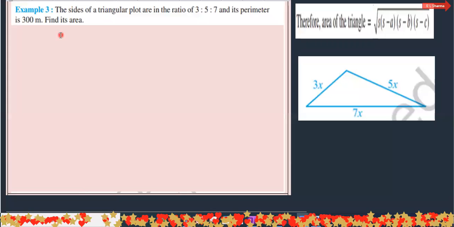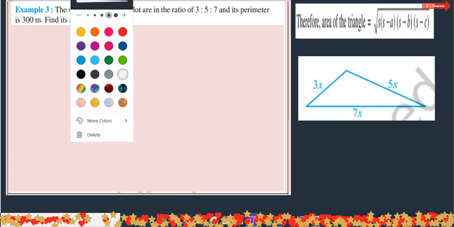Example number 3. The sides of the triangular plot are in the ratio 3:5:7, and its perimeter is given 300 meter. Find its area. स्टूडेंट्स जब साइड्स रेशियो में दे रखा होता है तो देन वी मल्टीप्लाई दिस रेशियो बाय सम वेरिएबल x. So we can write here, let the sides be.